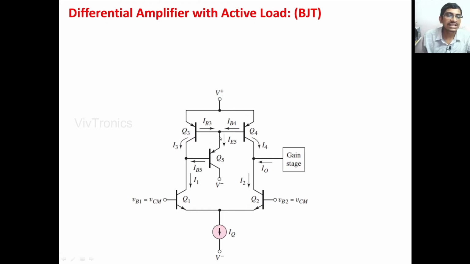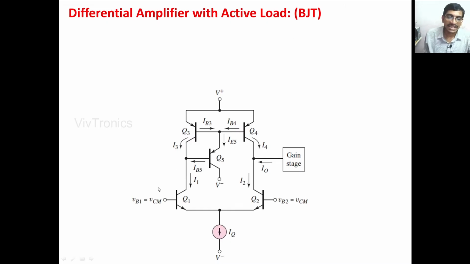How can we use transistors as resistors? If you draw the output characteristics curve for the transistor, which is a VCE versus IC curve, there is a slope 1 by R naught, which is called the output conductance. Here the small R naught is called the output resistance. That output resistance we will use like a resistor in this place. Here we are using an active element as a resistor, that's why it is called an active load.